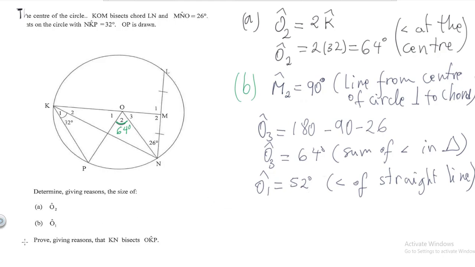Now let's move to the next question here. Let's call this question 1 and this question 2. So what will be question 2 now? Question 2, they say prove giving reasons KN bisect the angle OKP, meaning that these two sides should be equal. This angle and this angle should be equal. If this is 32, this should be 32 degrees.